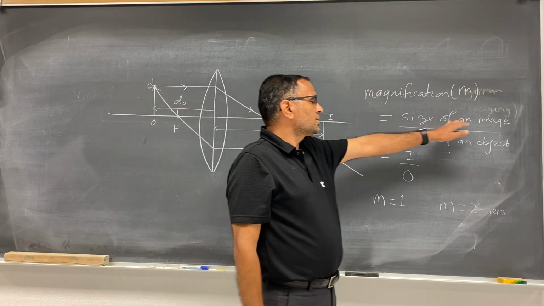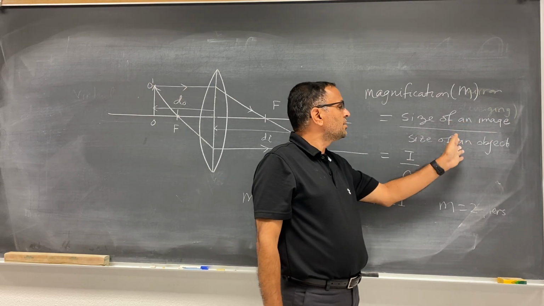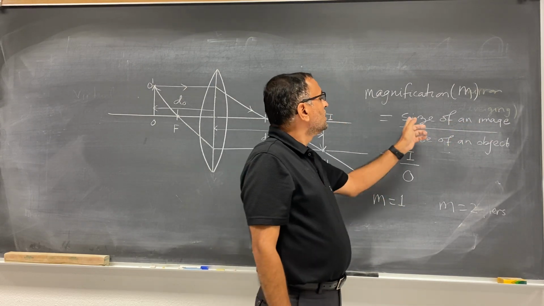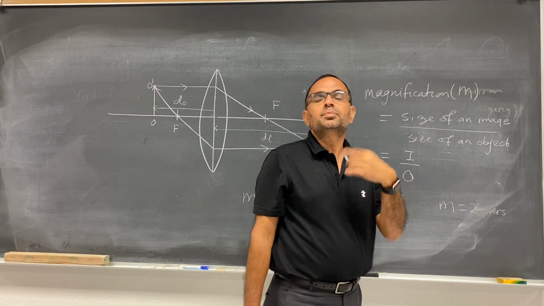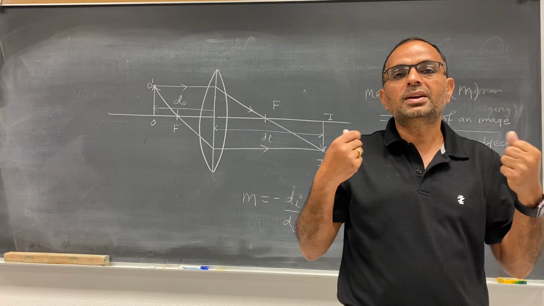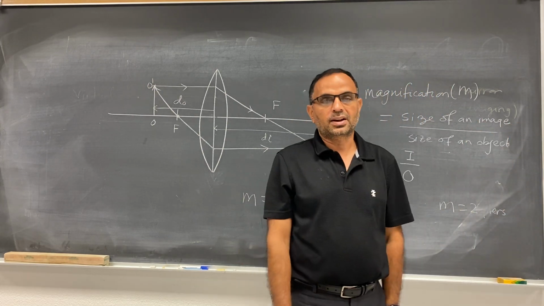Or simply you can write size of an image divided by size of an object. That is the magnification. So if magnification is 3, that means the image is 3 times bigger than the object.